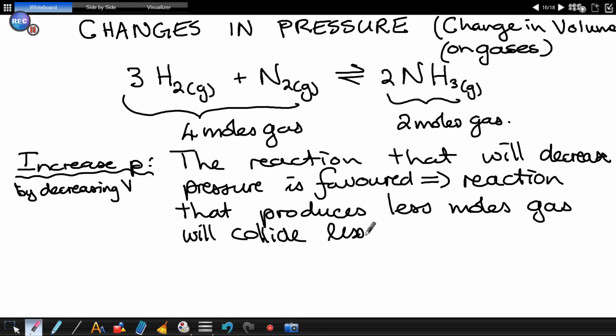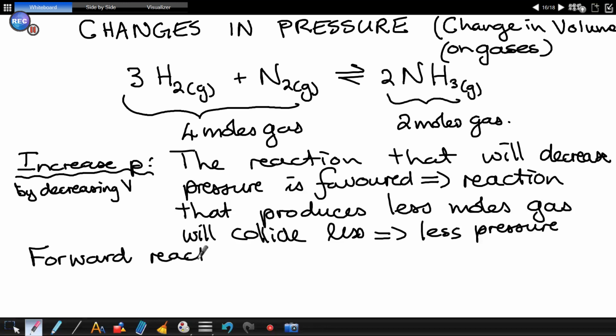Fewer moles collide less, so less pressure. And in this case, the forward reaction is favored, because the forward reaction makes 2 moles of ammonia for every 4 moles of hydrogen and nitrogen mix.